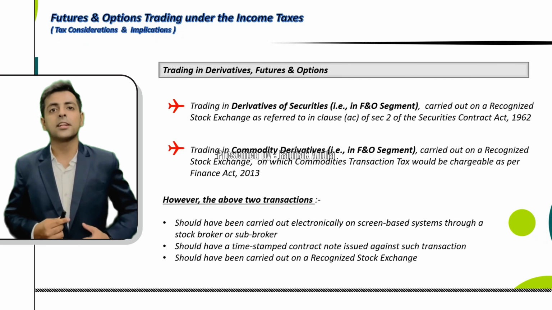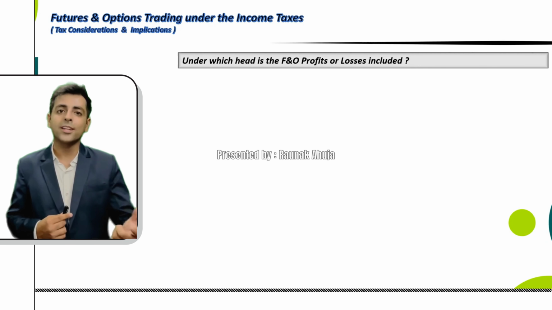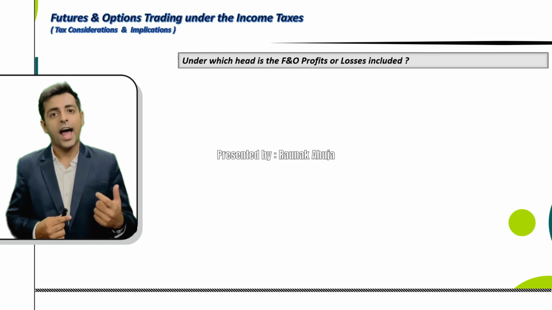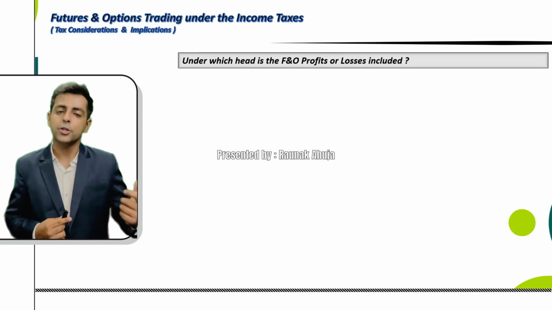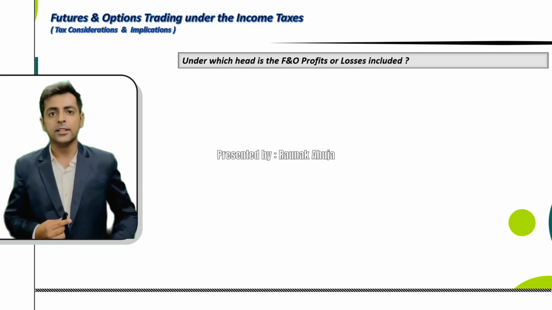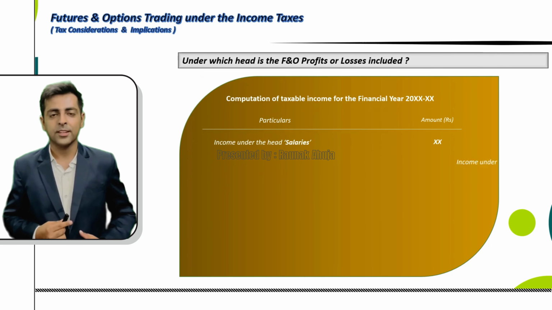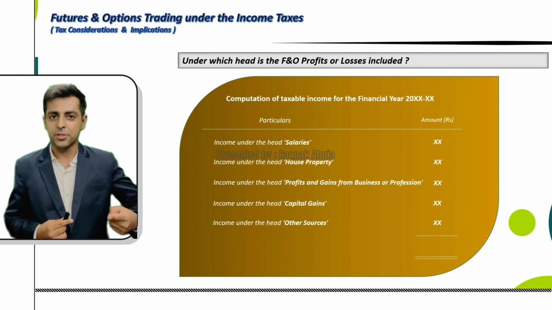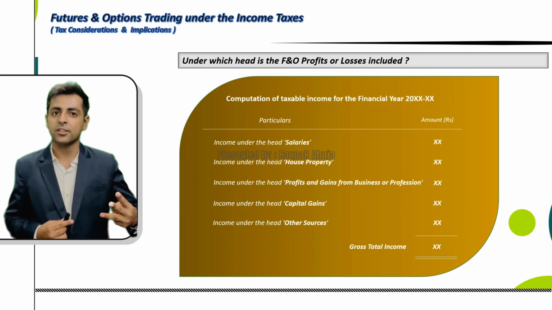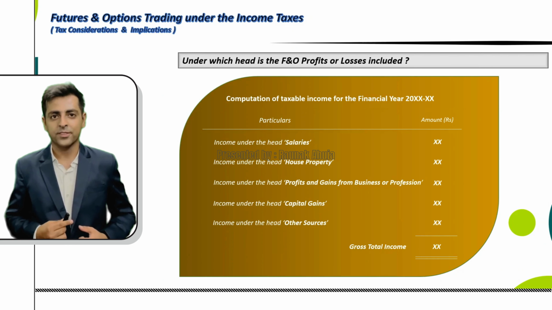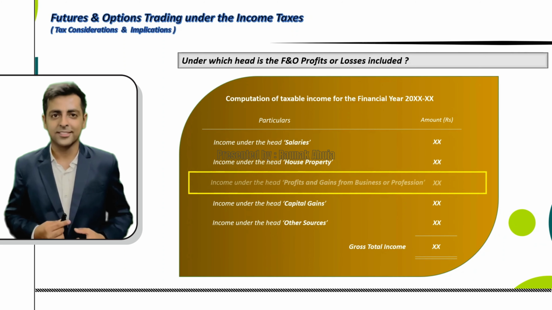Now, the next thing that we need to understand is under what head of income are the profits and losses of the FnO to be shown. Typically, there are 5 heads of income, namely income from salaries, income from house property, income from business or profession, income from capital gains, and income from other sources. As per the income tax rules, all the profits or losses from the FnO segment will be shown under the head income from business or profession.